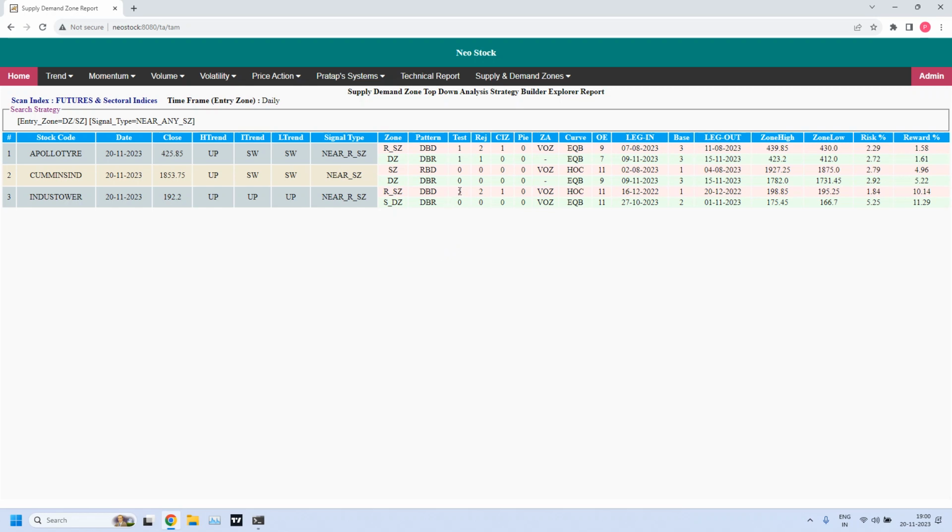And Indus Tower has already been tested 5 times. Always remember, if it is a tested zone, you have to find new fresh zones or you have to go deep inside. You have to minimize the risk deep inside and then you have to take the trade. These are the only 2 possibilities you have to follow. Moreover, they are daily high liquidity zones. The risk is very, very high. You have to fine tune properly.